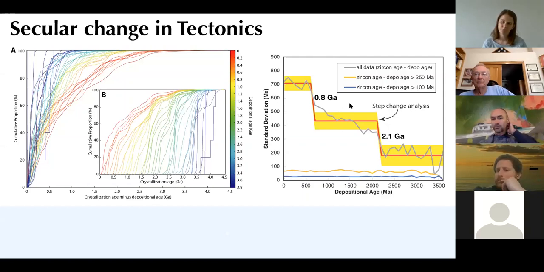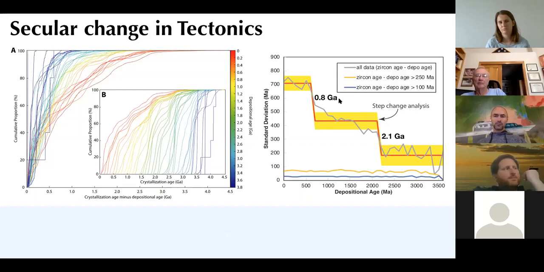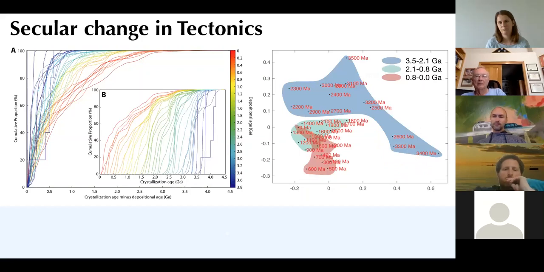This is a conjugate partition recursion algorithm that picked out two step changes, one at 2.1 billion and one at 0.8 billion years, arguing that the degree of modality, the multimodal nature of these distributions, changed dramatically at 2.1 billion and again at 0.8 billion. Now, these numbers probably are of some interest to many of you.